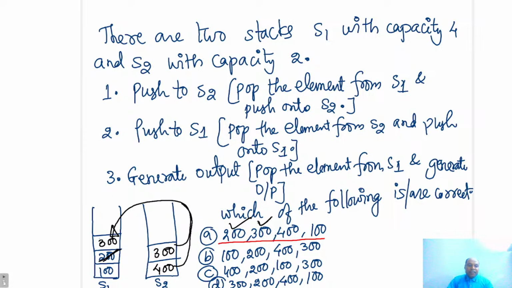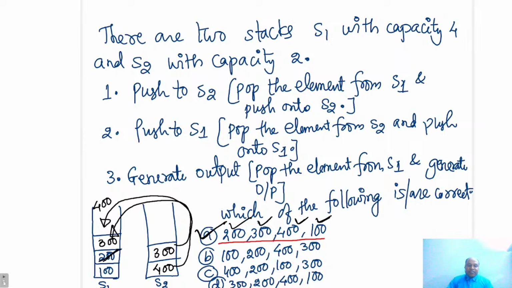Now 400, yes, again we will push it into S1. So 400 has been pushed and we give the output. Yes, it is also correct. And 100, it is already in S1, so it will also be correct. That means option A is correct.